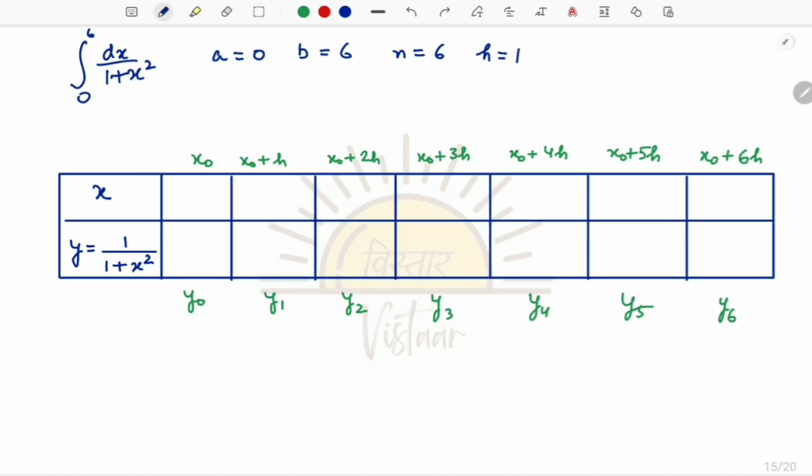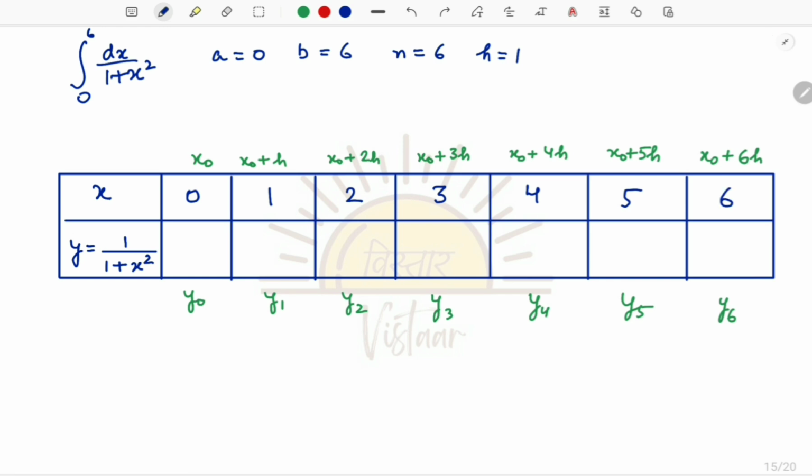As we have to integrate from the limits 0 to 6, the value of a is equal to 0 and the value of x0 will also be 0. Next the value of x0 plus h will be 0 plus 1, it will be 1. x0 plus 2h will be 2. x0 plus 3h will be 3. x0 plus 4h will be 4. x0 plus 5h will be 5. And x0 plus 6h will be 6.